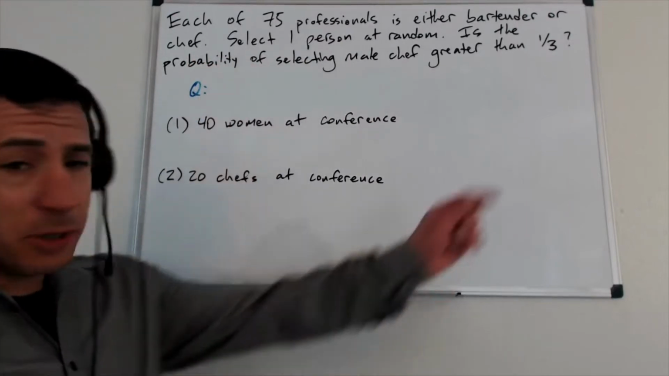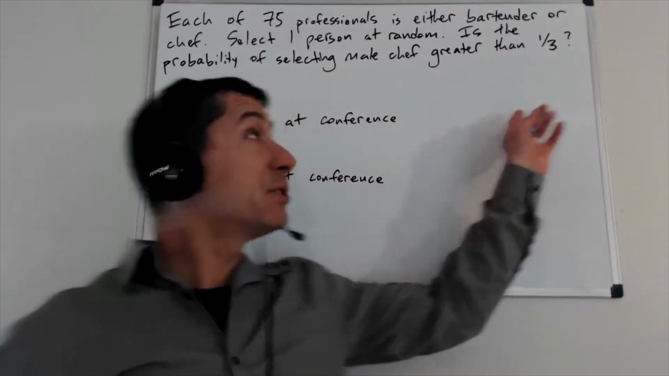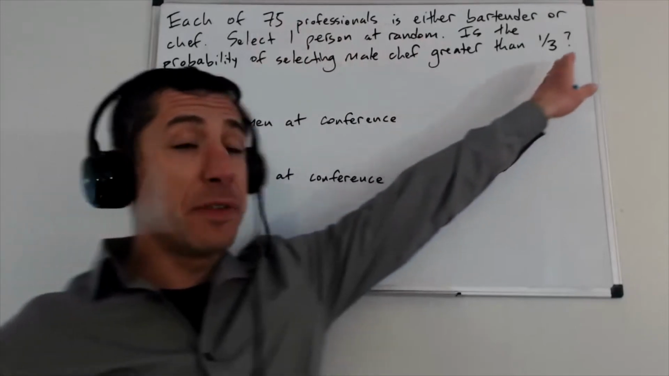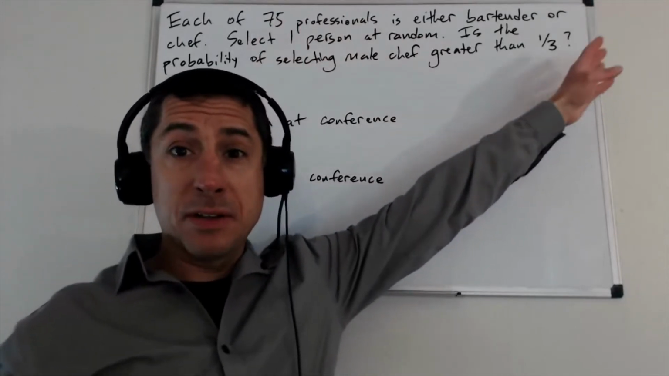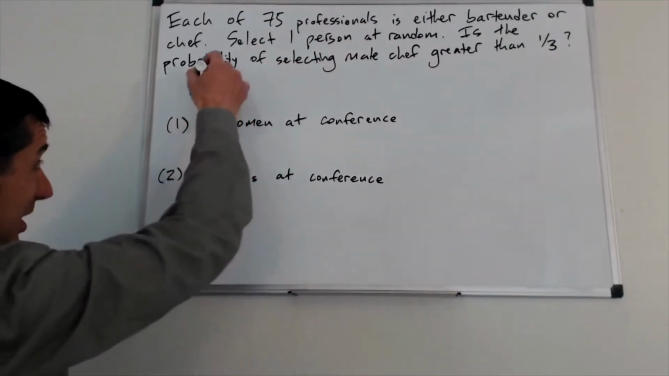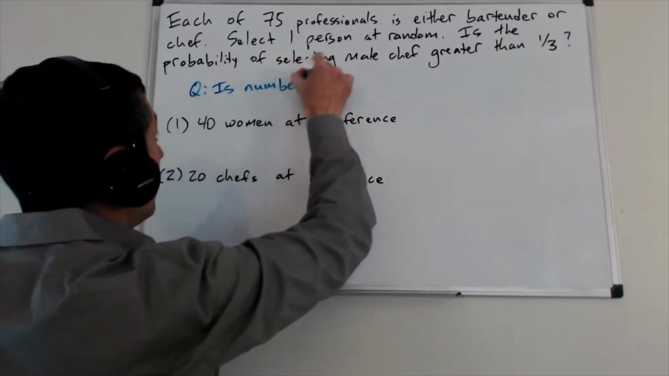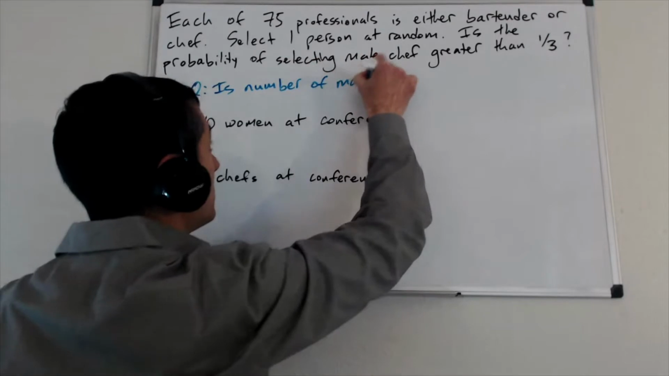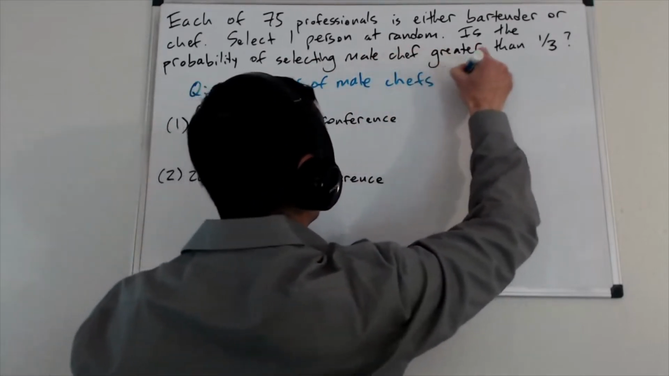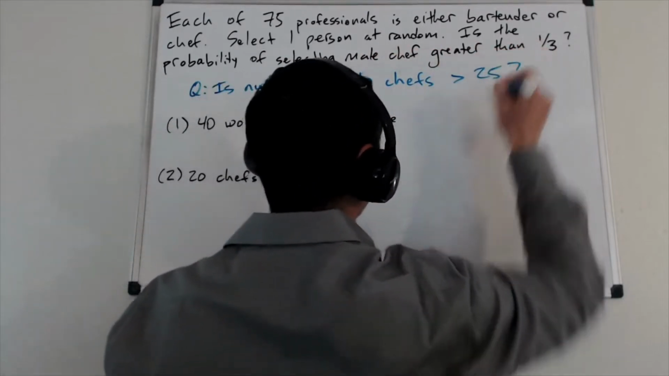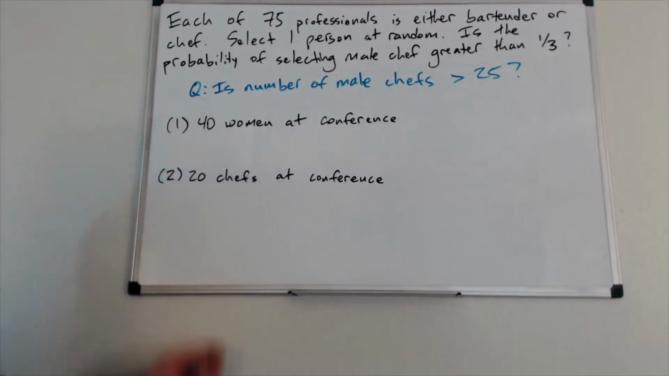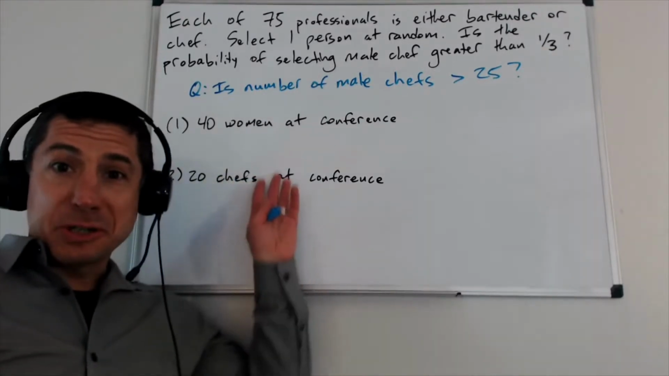Well, I can rewrite that in terms of the number of male chefs, right? Because I know that there are 75 people there, and I want to know is the probability greater than 1/3. So what I'm really being asked here is: is the number of male chefs greater than 25 at this conference? All right. And then lo and behold, of course, our answer choices are in terms of actual numbers.